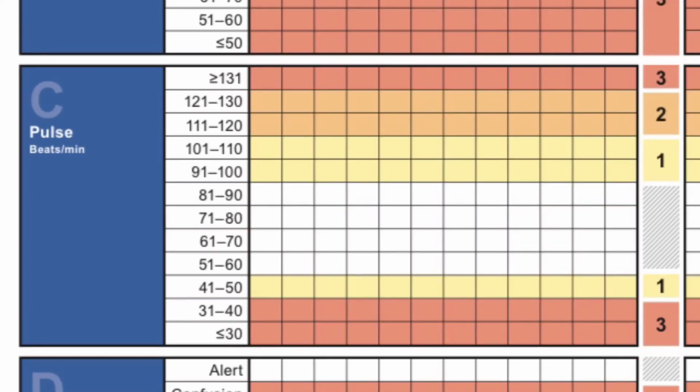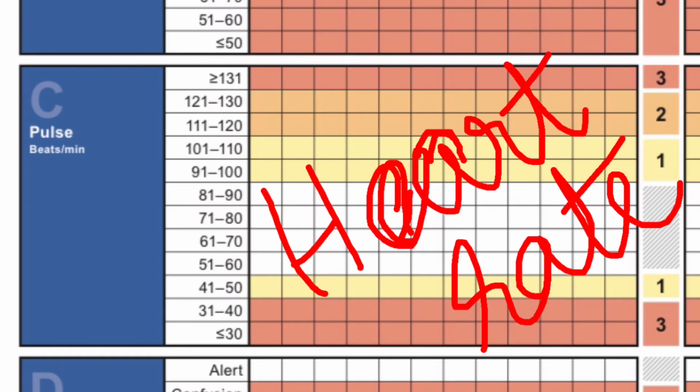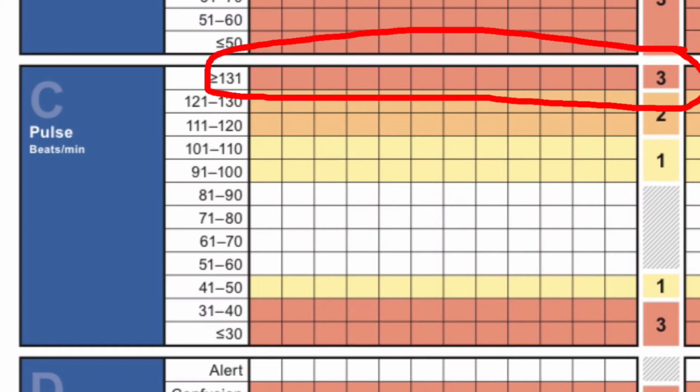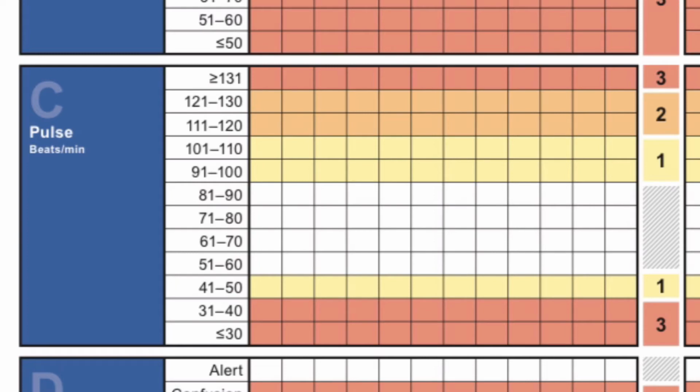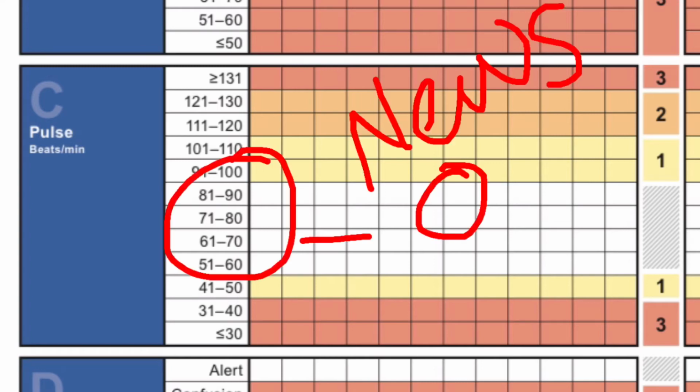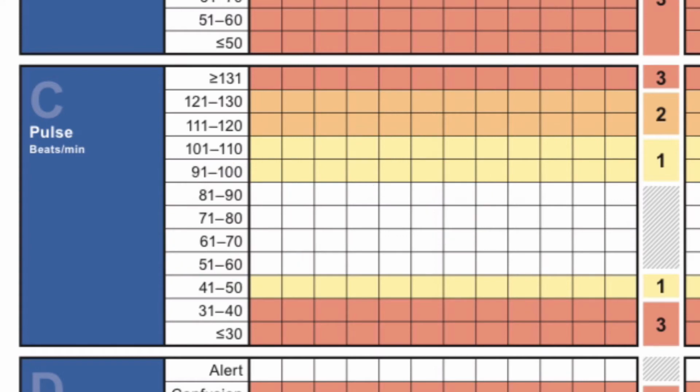So we can see the C. Already we have done the blood pressure, then pulse rate, in beats per minute. If the pulse rate, the heart rate, is above 131, it is a News score of 3. 111 to 130 is a News score of 2. 91 to 110 is a News score of 1. If the heart rate is between 51 and 90, it is a News score of 0.